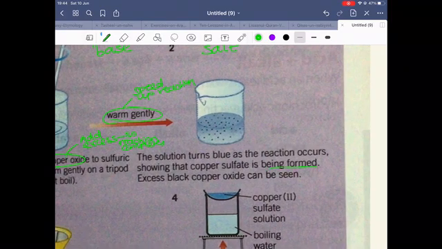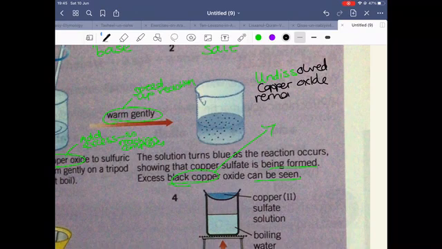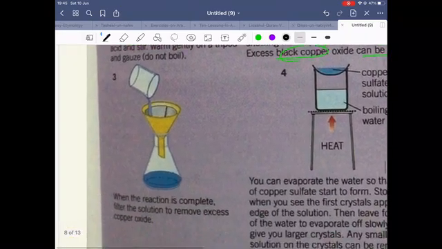from an insoluble base. So first thing we do is add excess of our base because we want the reaction to complete. We warm the acid to speed up the reaction. And then we dissolve it until no more can dissolve. Then to remove any undissolved base, copper oxide, we use filter paper. The filter paper traps the residue, the undissolved solid, and it lets the copper sulfate solution pass through.